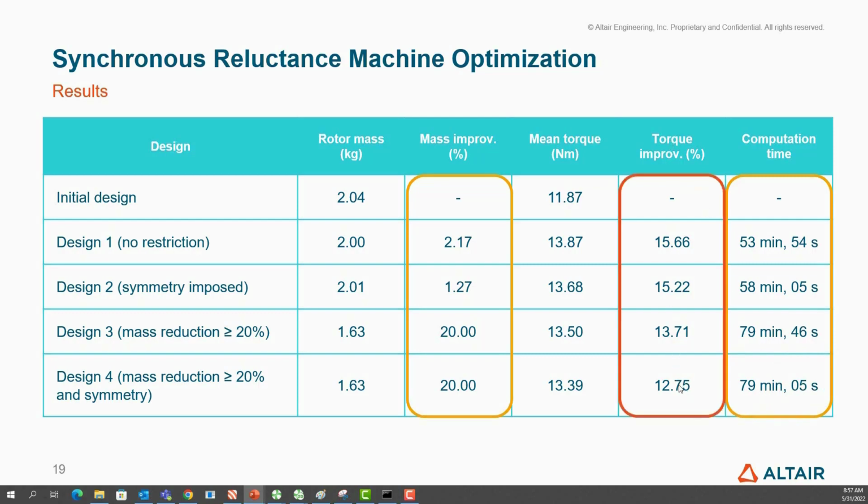And then looking at the torque improvement, when there is no restriction of volume or symmetry, we were able to see a 15.66% improvement in the torque. Whereas when the symmetry is imposed, the improvement is 15.22%, which is not much different from the no restriction case. With the mass reduction restriction, we are only seeing a 13.71% improvement. And with both mass reduction and symmetry, we are seeing a 12.75% improvement in the torque.